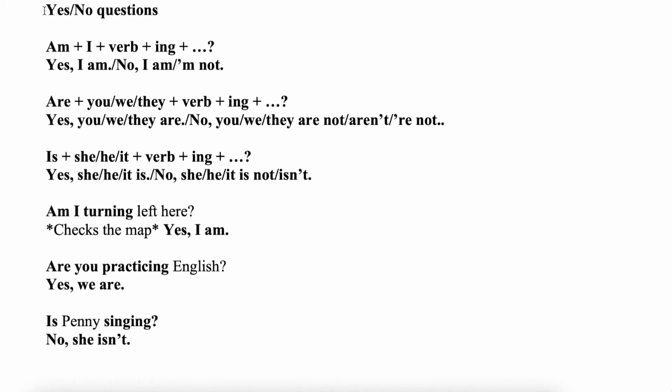Yes, no questions. Am I verb-ing? Yes, I am. No, I am not. Are you, we, they verb-ing? Yes, you, we, they are. No, you, we, they aren't. Is she, he, it verb-ing? Yes, she, he, it is. No, she, he, it isn't.